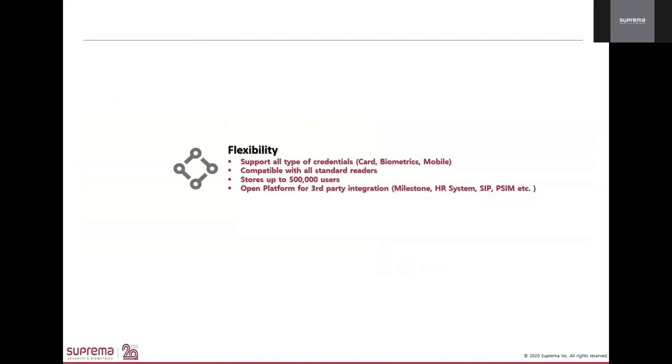Flexibility. So with flexibility, as you know, with Suprema, we have multiple types of reader. We have face, we have card only, we have biometric, and then obviously our new solution where we have mobile credential. And before we had a mobile card. And then you have the compatibility with all standard readers. It stores up to 500,000 users, and also it's an open platform for third-party integration.